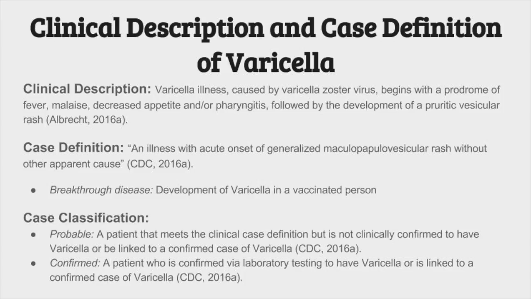According to the CDC, a case of varicella is classified as probable if the patient meets the clinical case definition but is not clinically confirmed to have varicella or be linked to a confirmed case of varicella. A case is confirmed via laboratory testing or is linked to a confirmed case of varicella. To note, 2 probable cases that are epidemiologically linked are considered confirmed, even in the absence of laboratory confirmation.